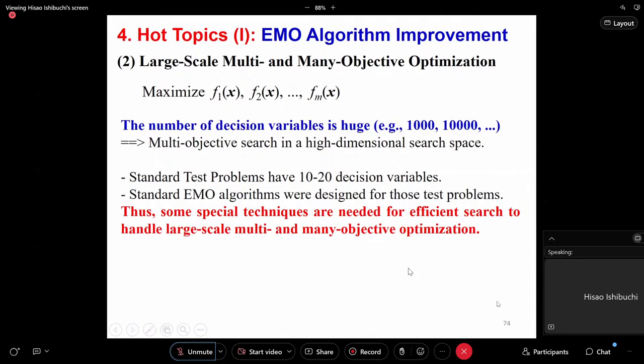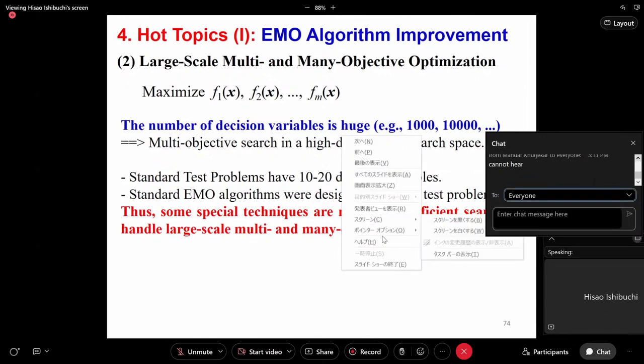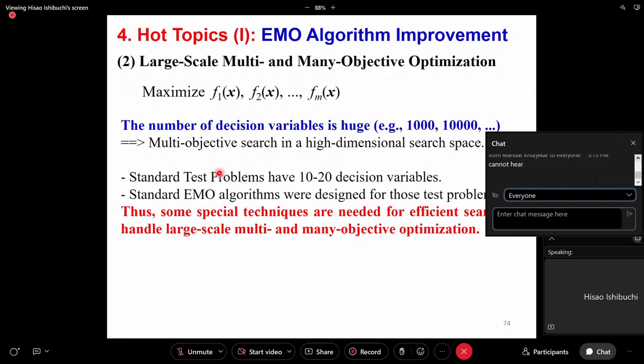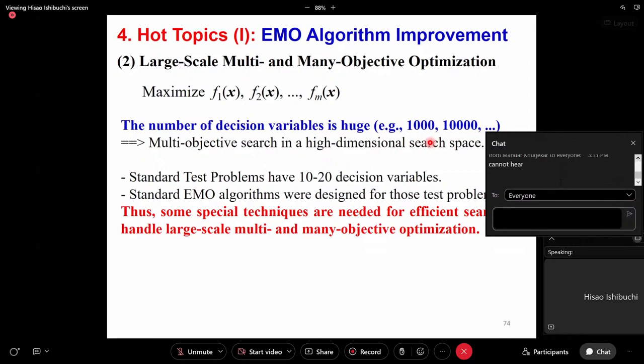Large-scale problem. Large-scale means that the number of decision variables is large. Standard multi-objective test problems have only 10 to 20 decision variables, and standard MO algorithms have been designed for those test problems. Thus, some special techniques are needed to efficiently search and handle large-scale problems with a huge number of decision variables. This is a very interesting research topic in the field of MO.